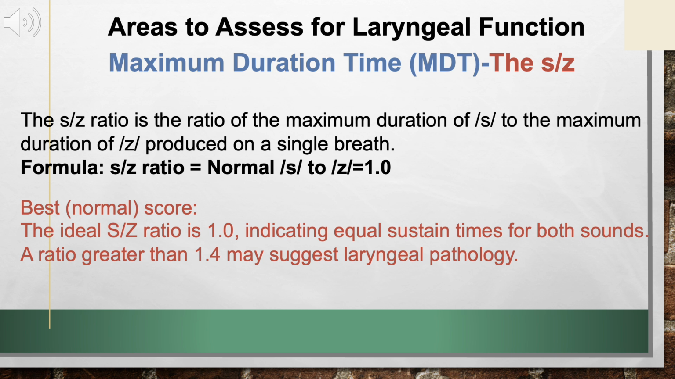If a person can sustain S much longer than Z, it may suggest issues such as vocal fold lesions, paralysis, or other voice disorders affecting phonation. The S and Z ratio serves as a useful screening tool for identifying potential laryngeal dysfunction and guiding further diagnostic investigation.